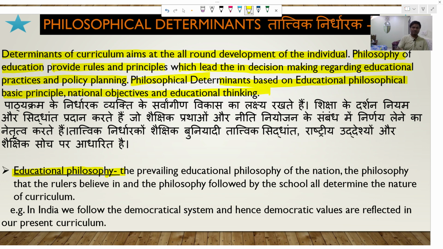Educational philosophy: the prevailing educational philosophy of the nation, the philosophy that the rulers believe in and the philosophy followed by the school all determine the nature of the curriculum.